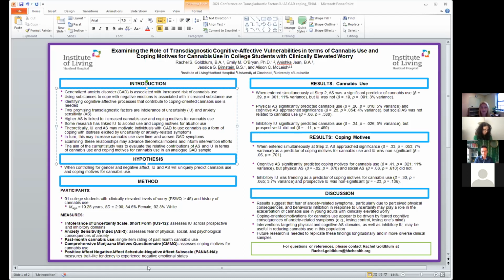Pending further research, it is possible that AS and IU may be important treatment targets to reduce cannabis use among individuals with elevated levels of worry or even GAD. However, future research is needed to replicate these findings longitudinally and in a more diverse clinical sample of individuals with GAD.